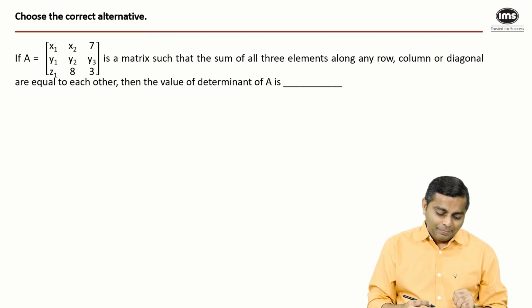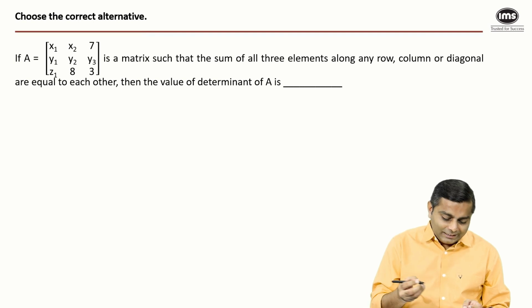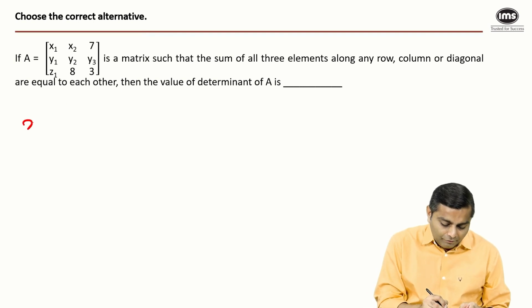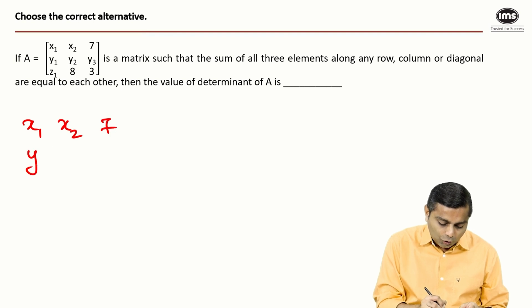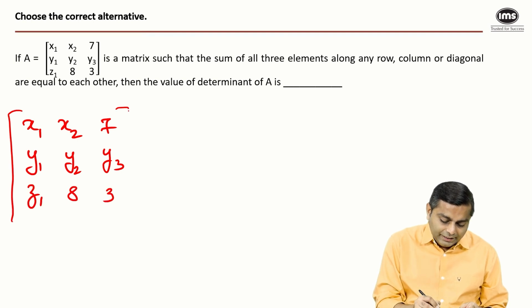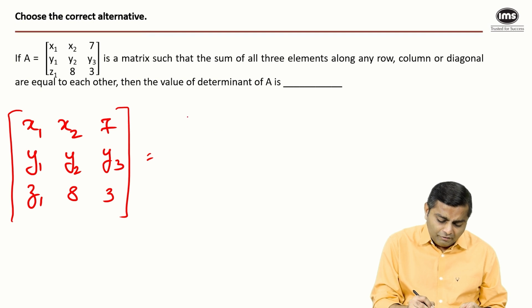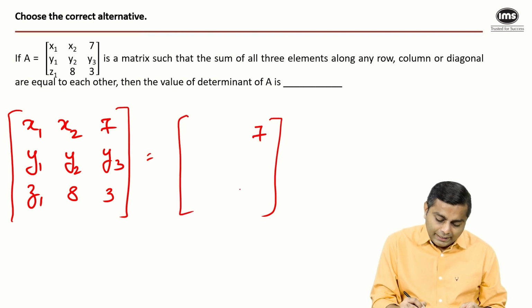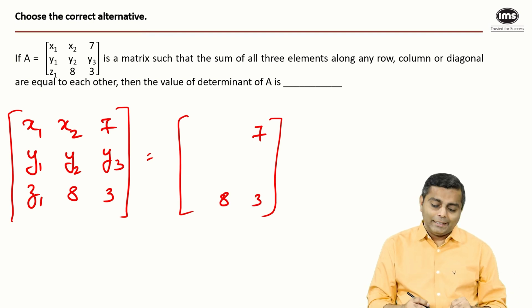So I'm just going to quickly write the whole thing once again so that I'm able to explain it better. X1, X2, 7 is my first row, Y1, Y2 and Y3, no values, in the second row, Z1 and then 8 and 3. Now, this is equal to the values that I'm going to figure out on the go. What I know already is 7, I know 8 and I know 3. That's all that I know.